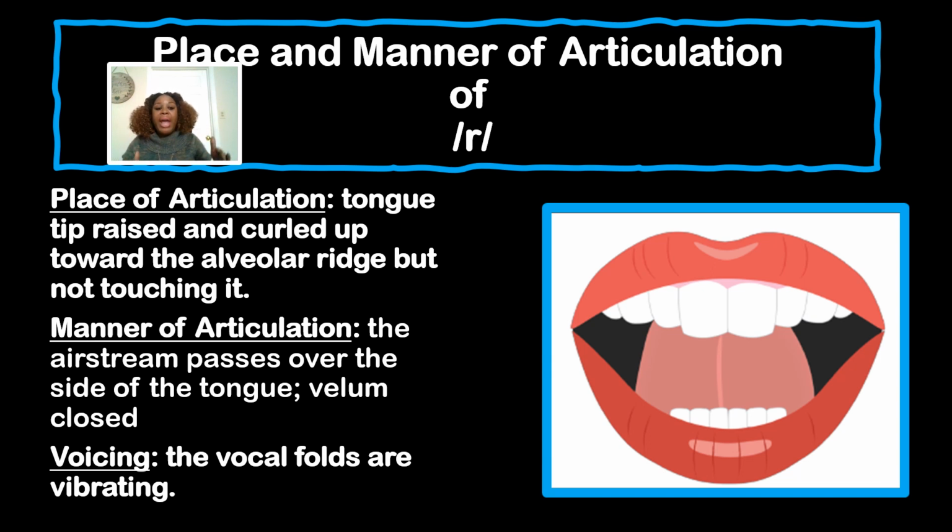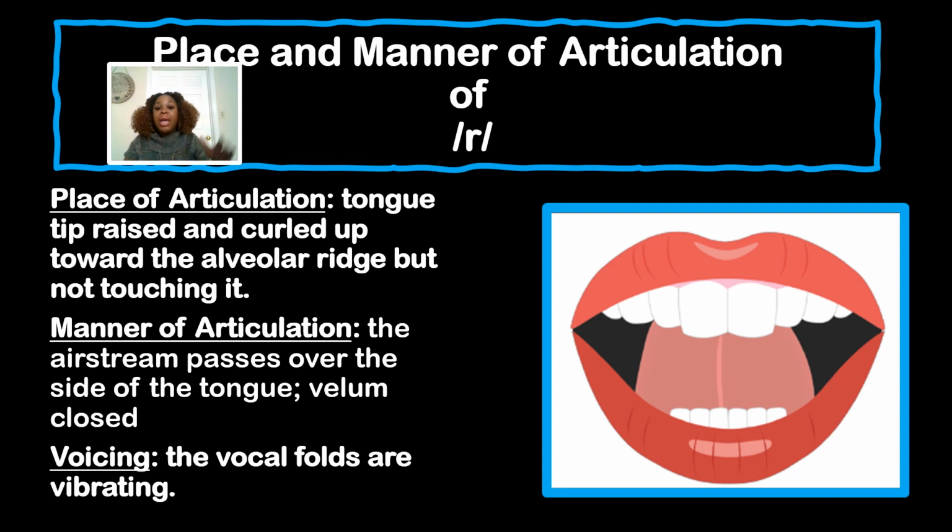So with R, what happens is the tongue tip is raised up and curled up towards the alveolar ridge, but it's not touching it. The tongue tip is not touching it, but it's raised up to where it creates a hump or a curl in the tongue, and the tongue itself is in the middle of the palate, so that when you make the sound, we get into the manner of articulation: the airstream goes over the sides of the tongue and the velum is closed.